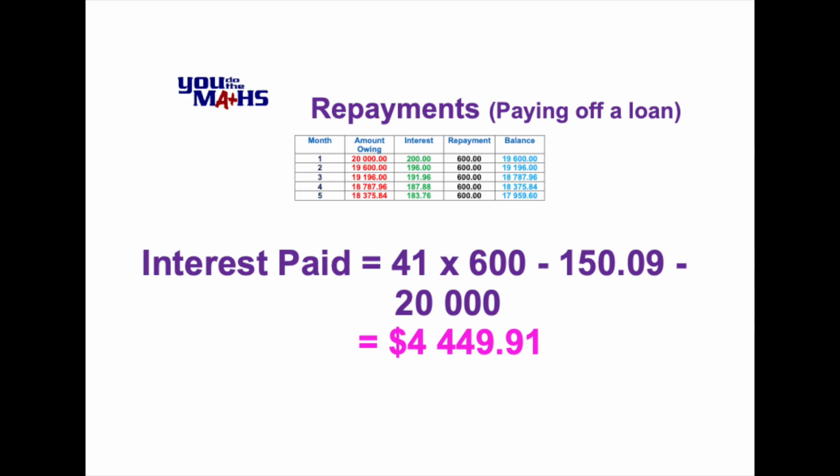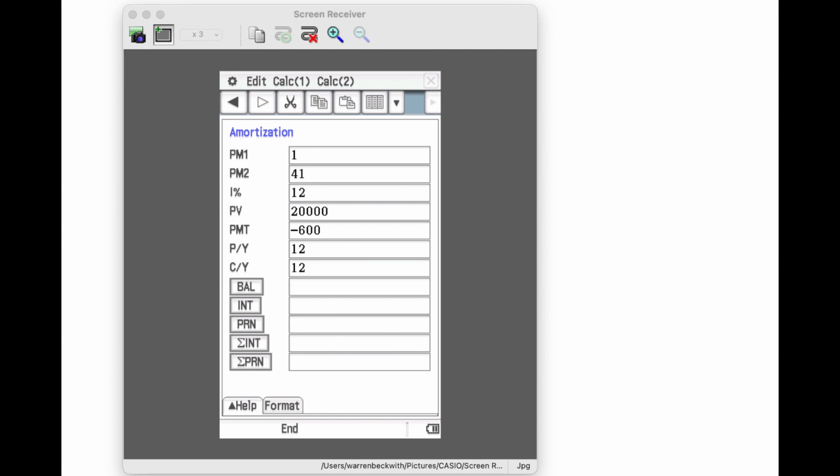Now for interest, let's have a look at the other aspects of the amortization app and see what information it actually gives us. When we press balance, we get negative $150.09. So that's telling us that we've paid off too much because we want the future value to be zero. Essentially, our last payment doesn't need to be $600. It can be $150.09 less than that.